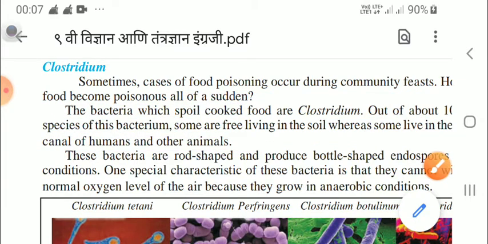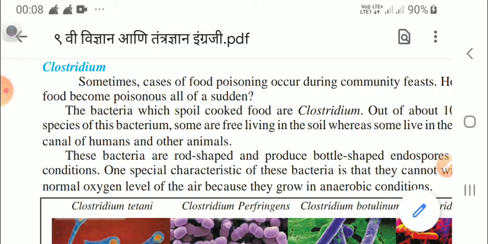So here we will see that out of about 100 different species of this bacterium, some are free living in the soil, whereas some live in the alimentary canal of the human and other animals. Now what is alimentary canal, children? Alimentary canal is a part of the digestive system, and it is a passage along which food passes through the body from mouth to the anus during digestion.